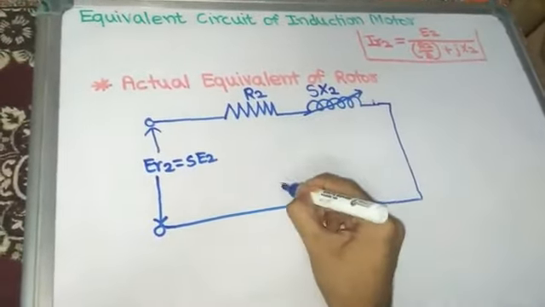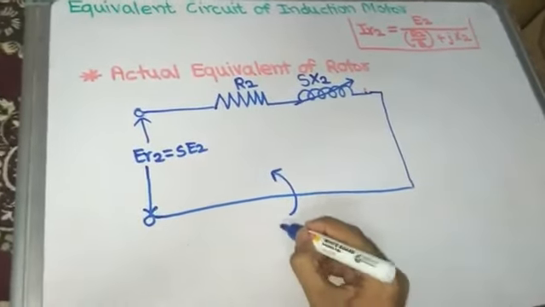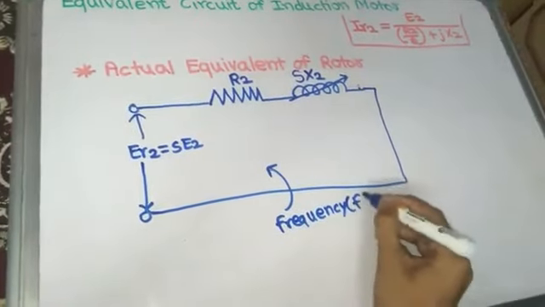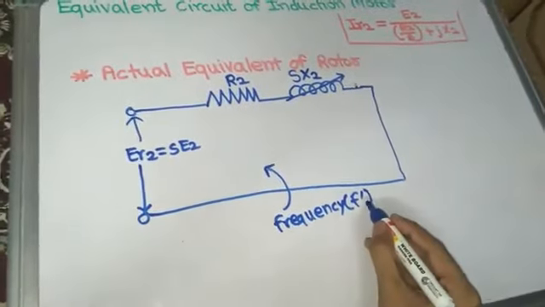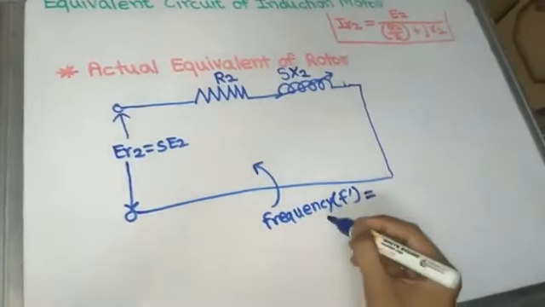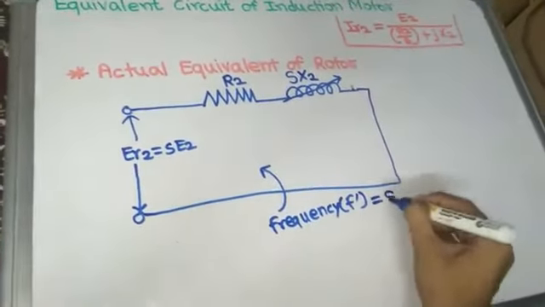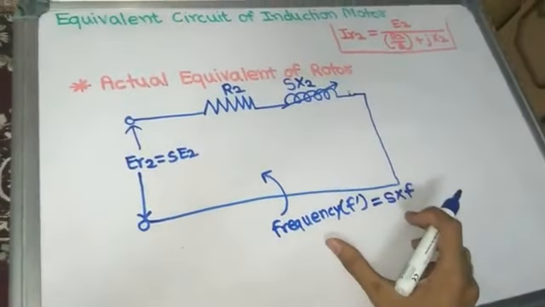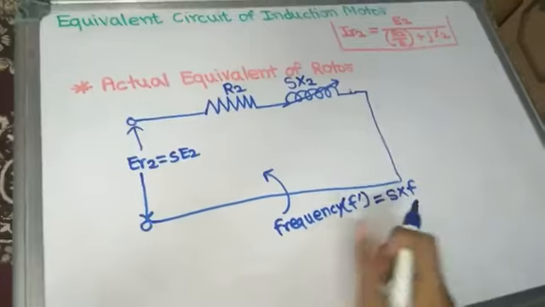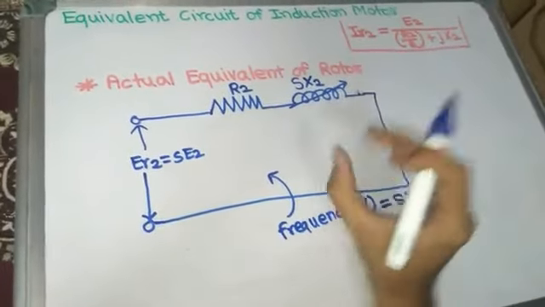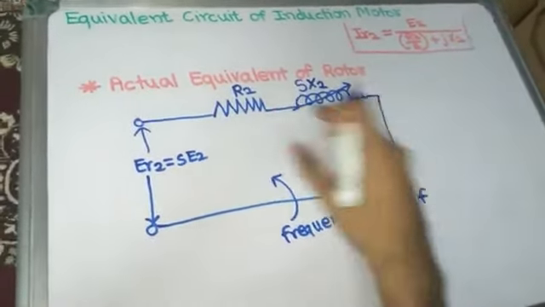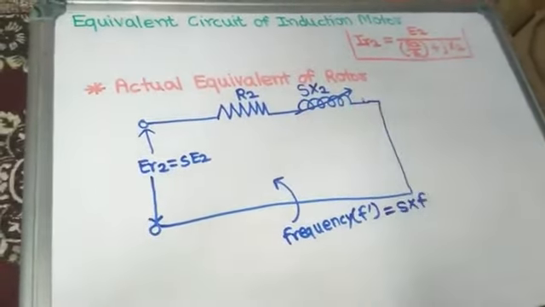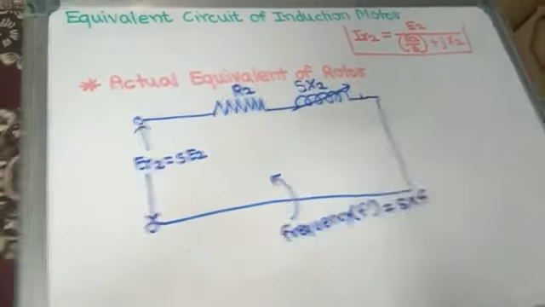And what about frequency? Here the frequency is F dash, because this is the rotor frequency and we denote the rotor frequency as F dash. So frequency F dash is equal to S into F, slip times the supply frequency. So frequency is now dependent on slip, and to make the frequency and rotor reactance independent and rotor resistance per phase dependent, we have to do the reverse things.